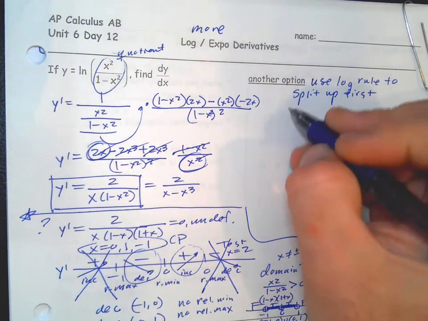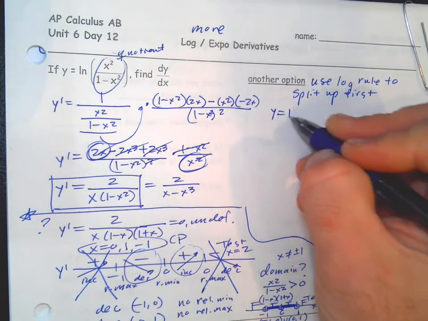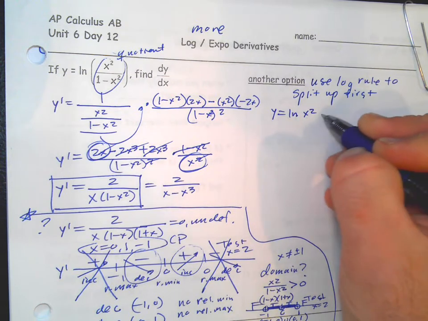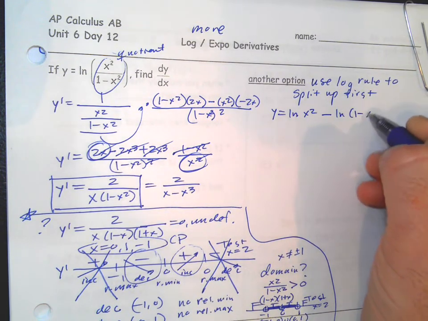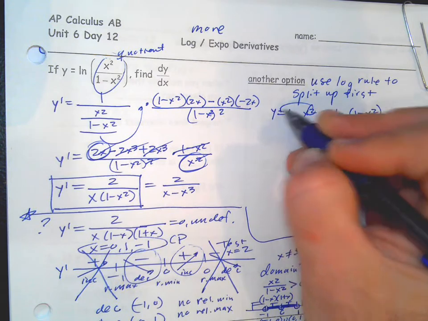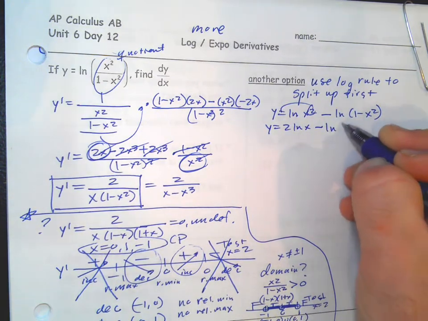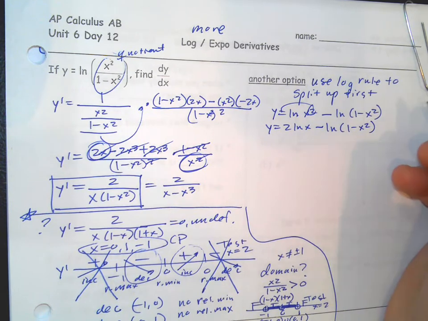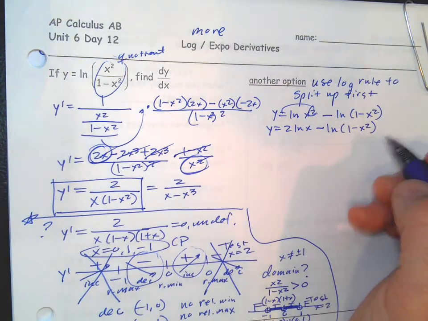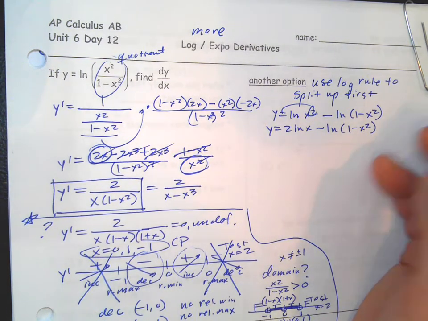So we could rewrite it as y equals log x squared minus log of 1 minus x squared. We could even bring the 2 out front. Y equals 2 log x minus natural log of 1 minus x squared. I think that's as far as we can go. But that gets rid of the quotient rule. It's rid of part of the chain rule.